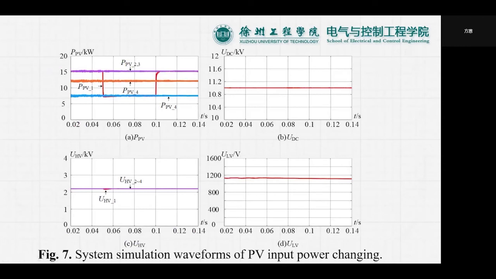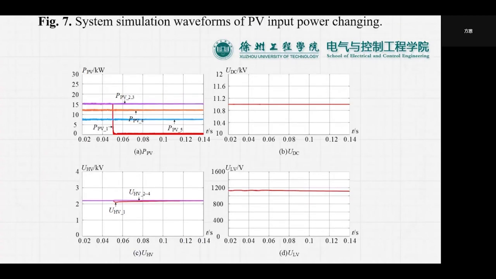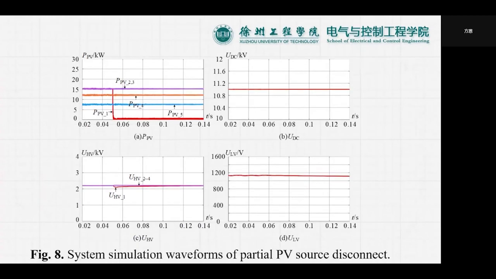Figure 7 shows the simulation results of the modular photovoltaic DC grid-connected system when the photovoltaic input power of some power units changes due to the change of light intensity. Figure 8 shows the simulation results of the modular photovoltaic DC grid-connected system based on the three-port IBLLC resonant converter when the photovoltaic power supply of some power units is disconnected.